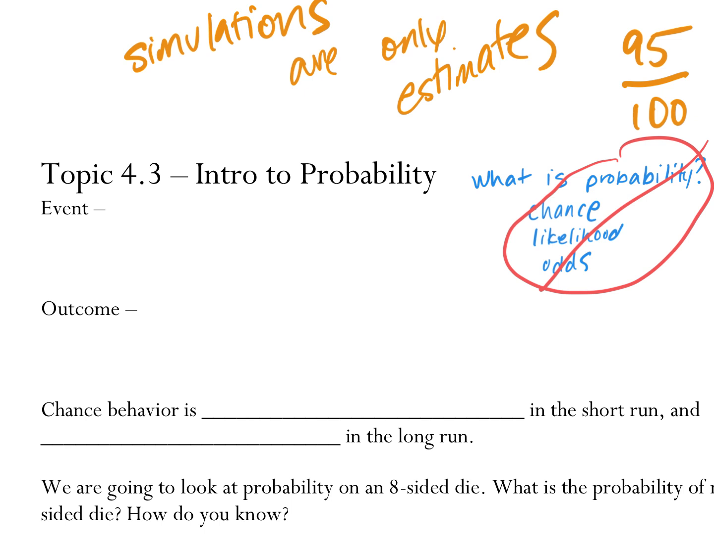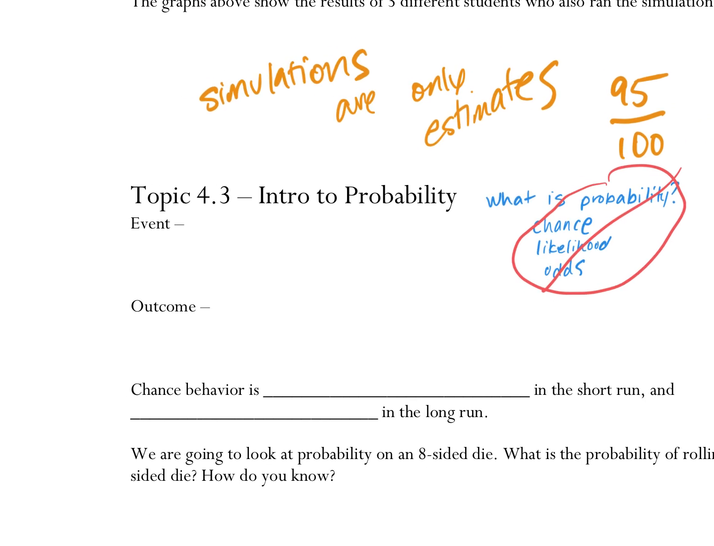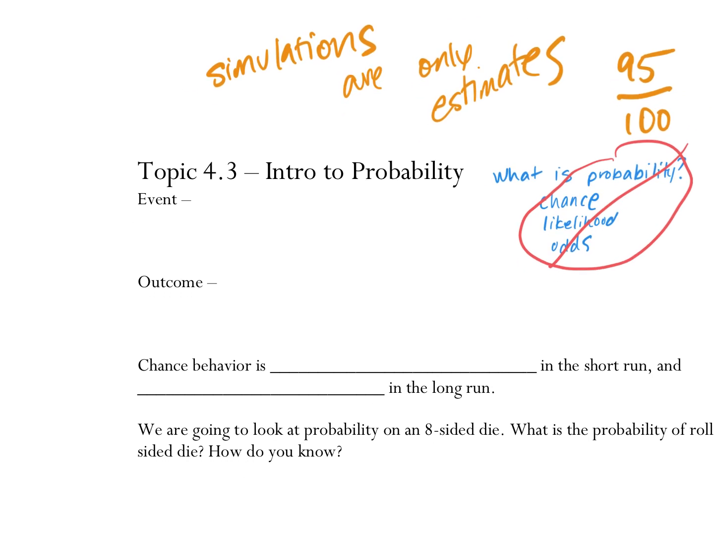In probability, we have events. We're in probability models. We have events and we have outcomes. So an event is a chance process. And an outcome is a possible result of said chance process.